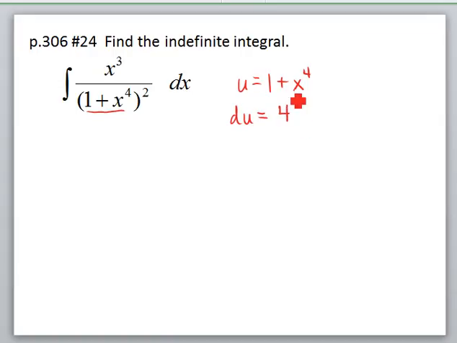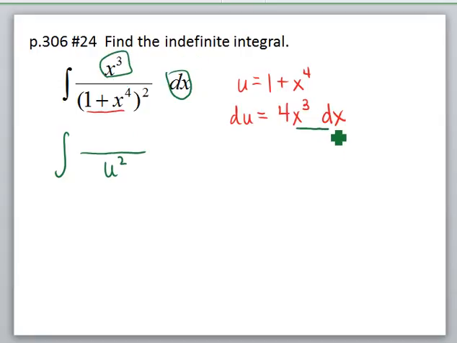We are going to take the derivative of this statement once I've chosen my u, which would be 1 plus x to the fourth, so du is 4x cubed dx. Now let's see how we can start to replace these values. Right now I'll replace my u, so I'll write this as u squared. And then if I look at what's left, I have an x cubed and a dx. I only want the x cubed dx, so I'm going to move this 4 to the other side by dividing each side by 4. And that gives me exactly my x cubed dx.